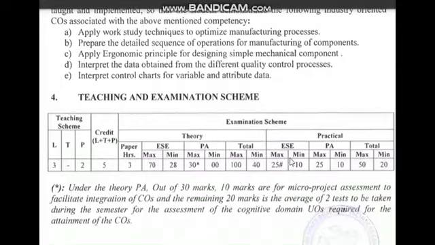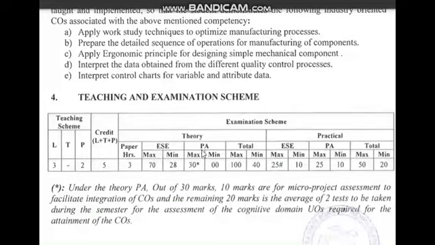Okay, now we come to the teaching scheme and examination scheme. 3 hours per week lectures, no tutorials, and practicals 2 hours. So totally 3 plus 2, totally 5 credits are there. So in this subject you will get 5 credits, and your final exam, if offline you are going to write, it will be for 3 hours, and the end semester exam will be for 70 marks, out of which pass marks are 28, that is 40% of it.